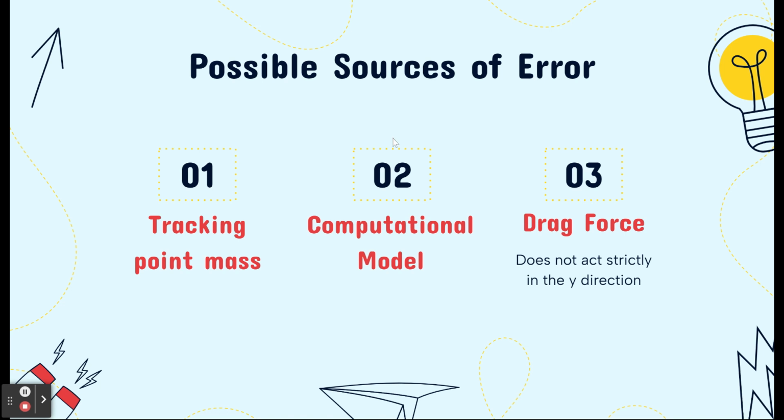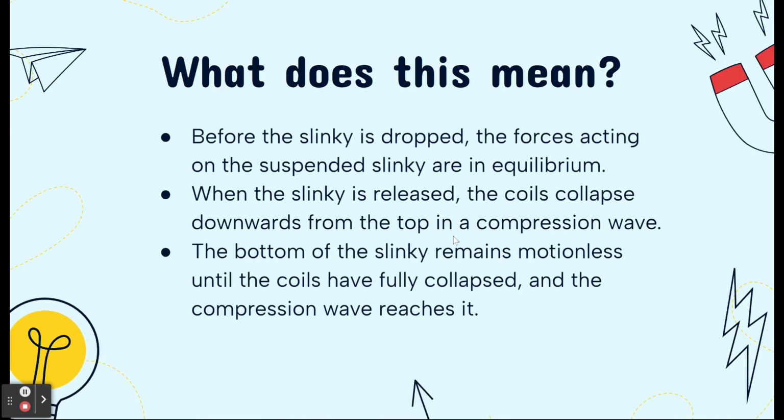So some possible sources of error that could have come up: tracking the point mass, so it could not have always been centered. The computational model could have some errors. The real world has other forces at play that weren't accounted for by this model. And then the drag force could also act in directions that aren't strictly in the y direction, which would affect the calculated velocity and position.